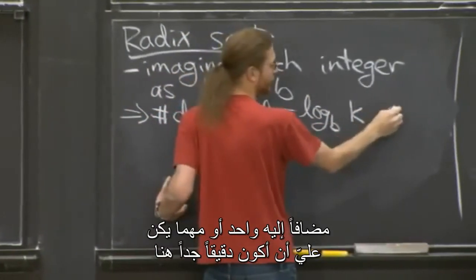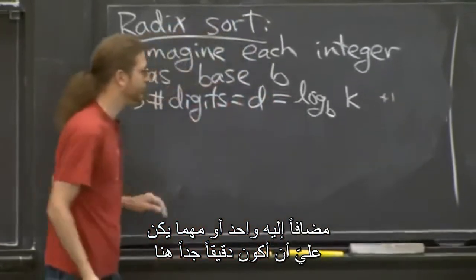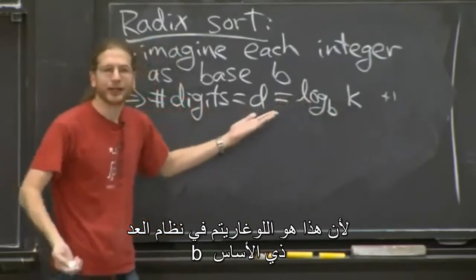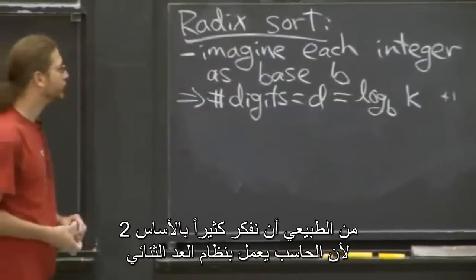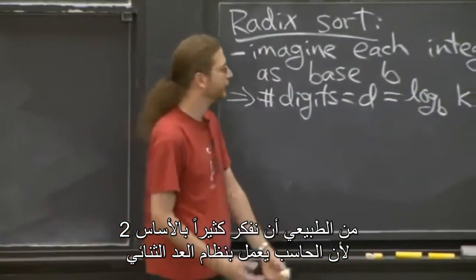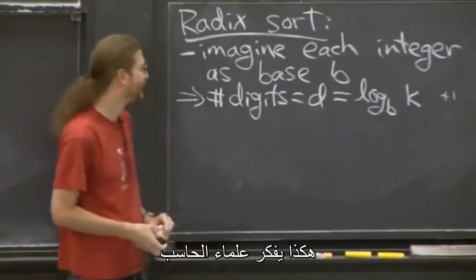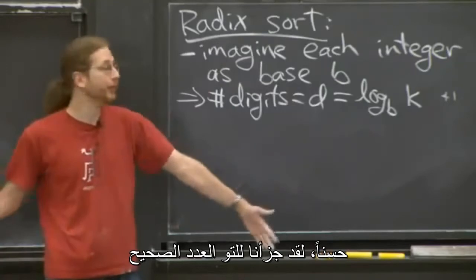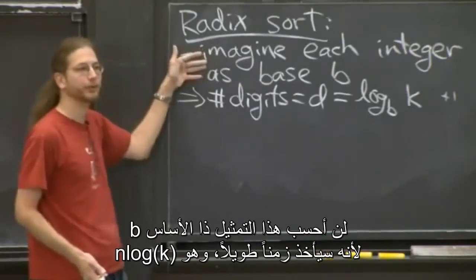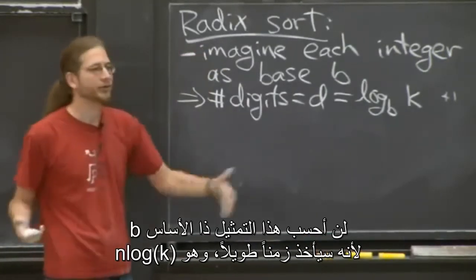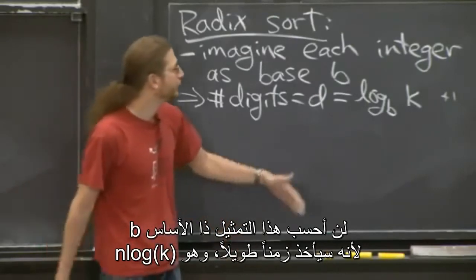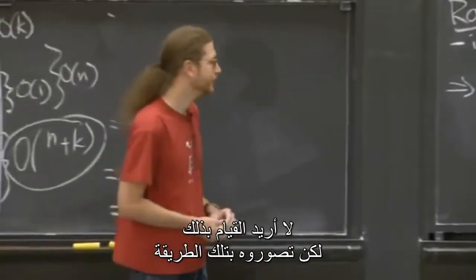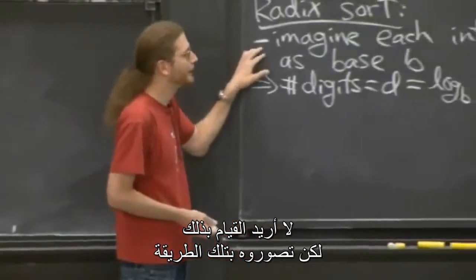Plus 1, whatever. I mean, I don't have to be super precise here. Because if I'm in base b, that's what log is, right? So normally we think of log base 2 because we're writing things in binary, or that's how computer scientists normally think. And fine. So now we've decomposed our integer. I'm not going to actually compute this base b representation because it would take a long time. I'd have to spend n times log k time to do that. I don't want to do that. But just imagine it that way.